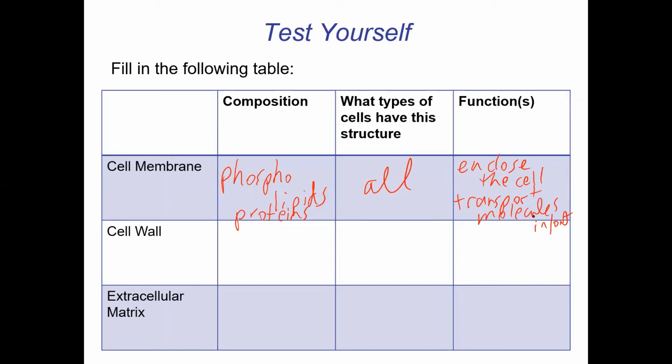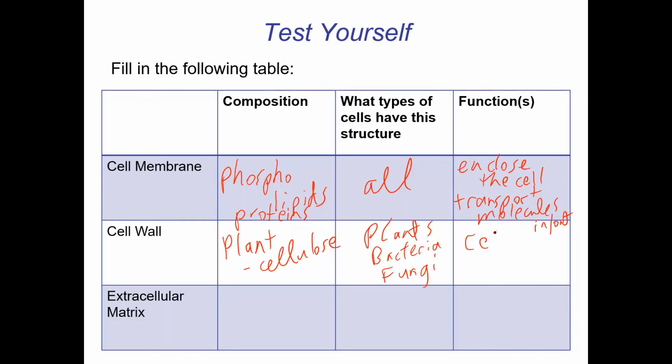Cell wall. Okay, what's the composition of the cell wall? Well, it depends on who you are. If you are a plant, then it's made out of cellulose. If you are a bacteria, you're made out of peptidoglycan. If you are a fungi, you're made out of chitin. So, lots you could write there. What types of cells have these structures? Well, the big ones to remember are plants, bacteria, and fungi. And all of those we looked at in some detail.